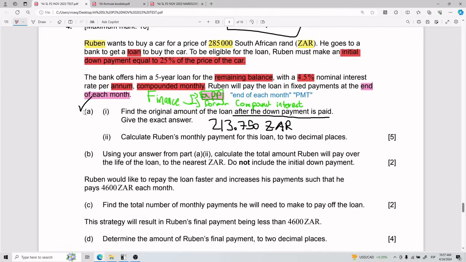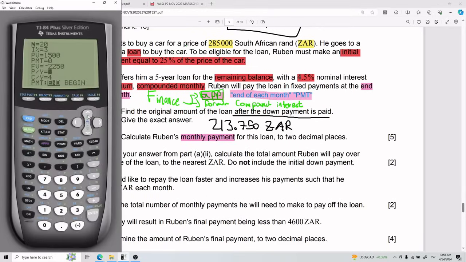And so here, for part A, part I, you need to calculate Ruben's monthly payment for this loan to two decimal places. And so if you're trying to find the monthly payment, you are trying to find PMT. We already said that at the end of each month, our monthly payment is going to be PMT. So that means in this solver thing, I'm going to put everything as 0, just so that we understand our approach. So everything will initially be 0, and I'm going to make these 1 because of domain. And I'm going to show you how I fill everything in.